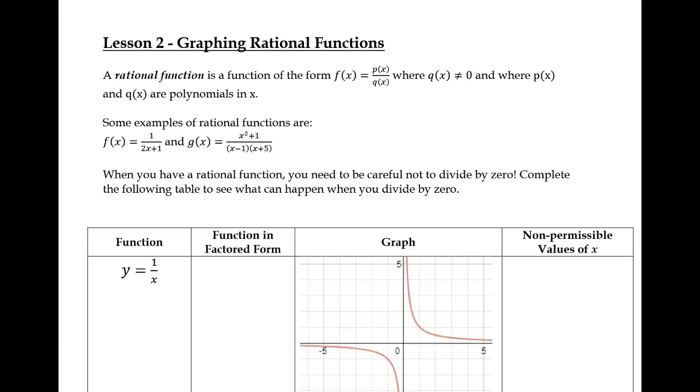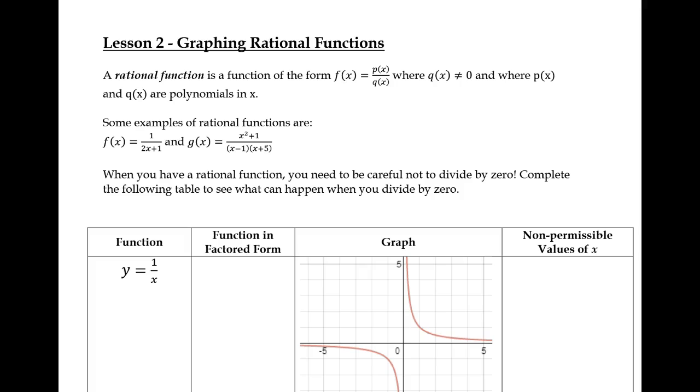Welcome to lesson 2, graphing rational functions. So a rational function, as you would have talked about last year, is a function that contains technically two functions, one in the numerator and one in the denominator. Just like a rational number is anything that can be written as a fraction, a rational function is any sort of equation that is written with both a numerator and denominator.